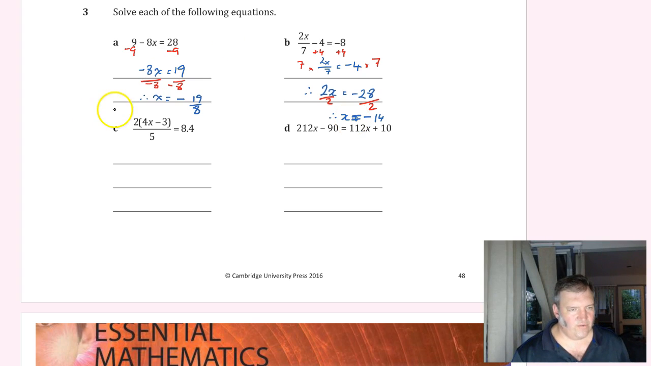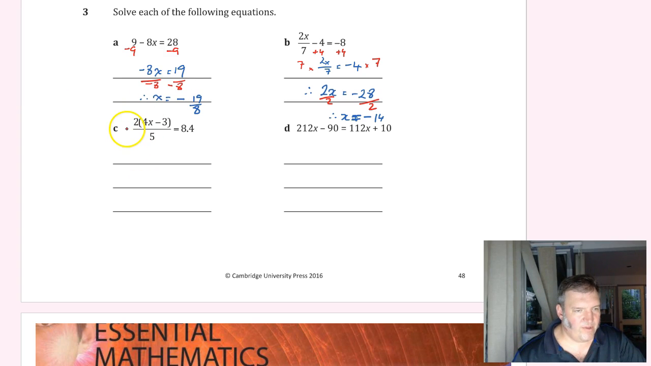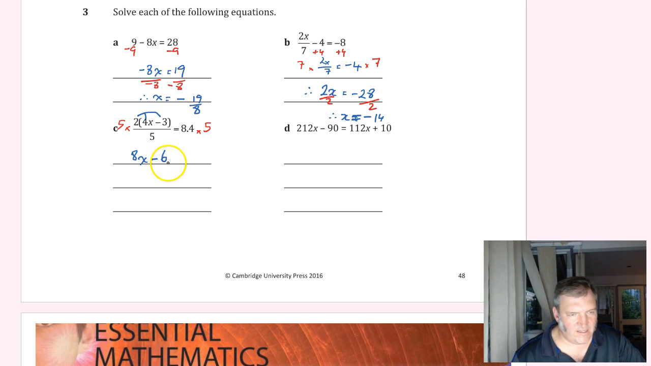On to part C. 2 outside of 4x minus 3, all divided by 5, equals 8.4. This is testing you out a little bit, but let's just multiply by 5. Let's get rid of that denominator. We're better without fractions, so let's eliminate them where it's convenient to do so. On the left-hand side now, multiplying by 5 and dividing by 5 cancel each other out. So I've just got this little term at the top. 2 times 4x is 8x, expanding the bracket, and 2 times negative 3 is negative 6.